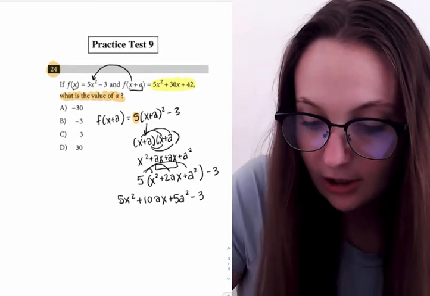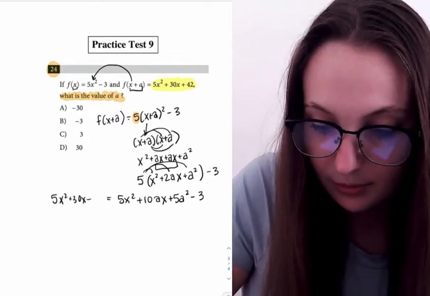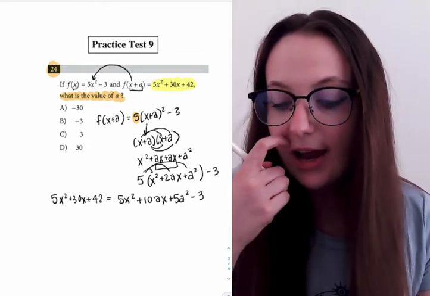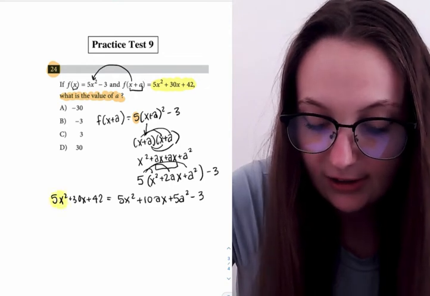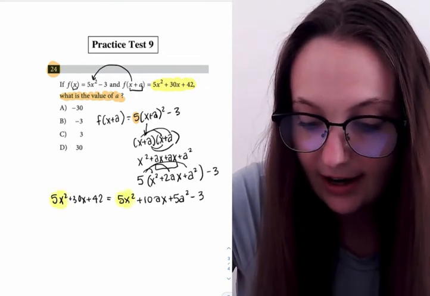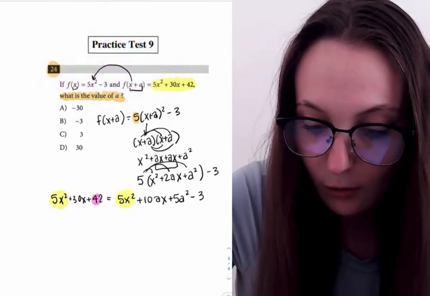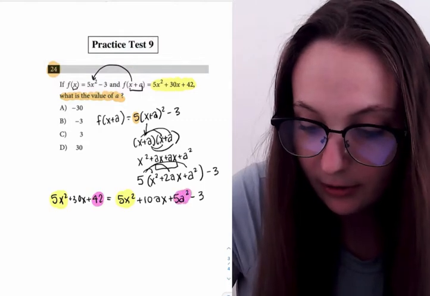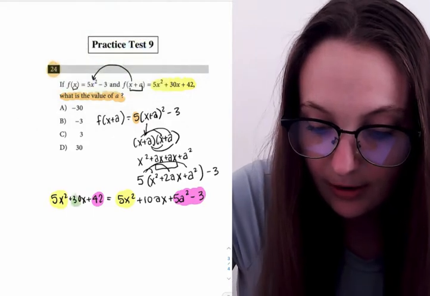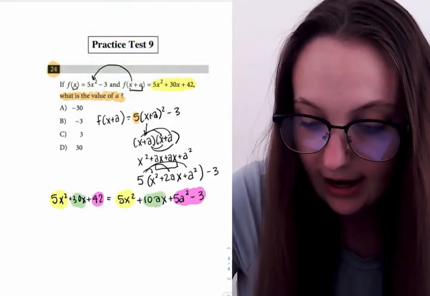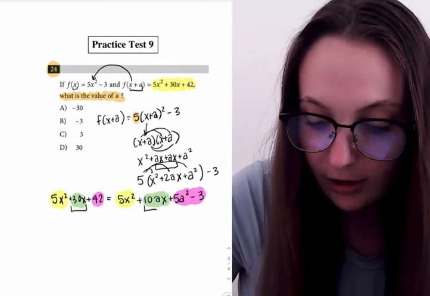All right, so let's go ahead and just set them equal to each other. I'm going to write this down, 5x squared plus 30x plus 42. All right, so we have to make the parts of the equation match up. So we can already see that the 5x squared matches up with this 5x squared. And then we're going to need the constant at the end to match up. So this 42 right here has got to match up with the 5a squared minus 3. And the middle terms have also got to match up. The 30x needs to match up with the 10ax. So I think it's easiest to match up the middle terms right here, the ones that are in green.